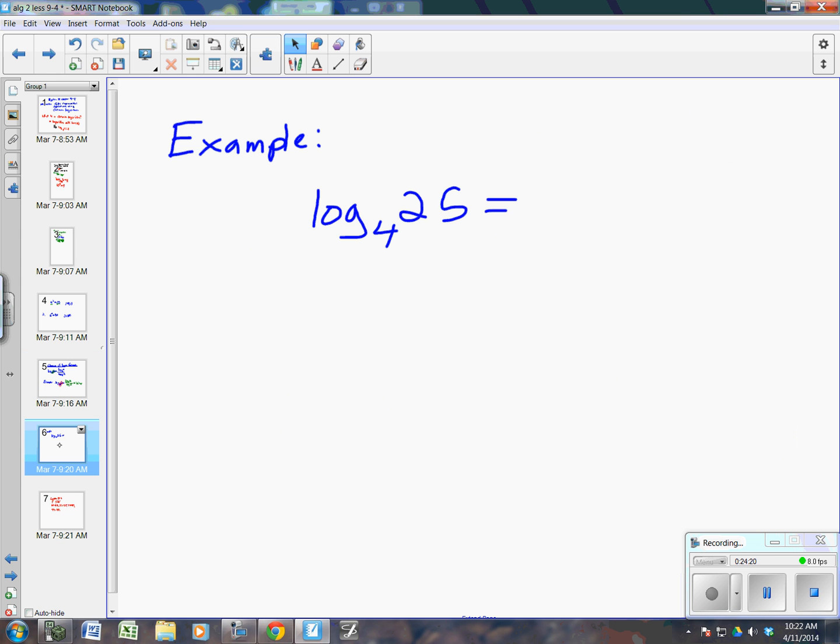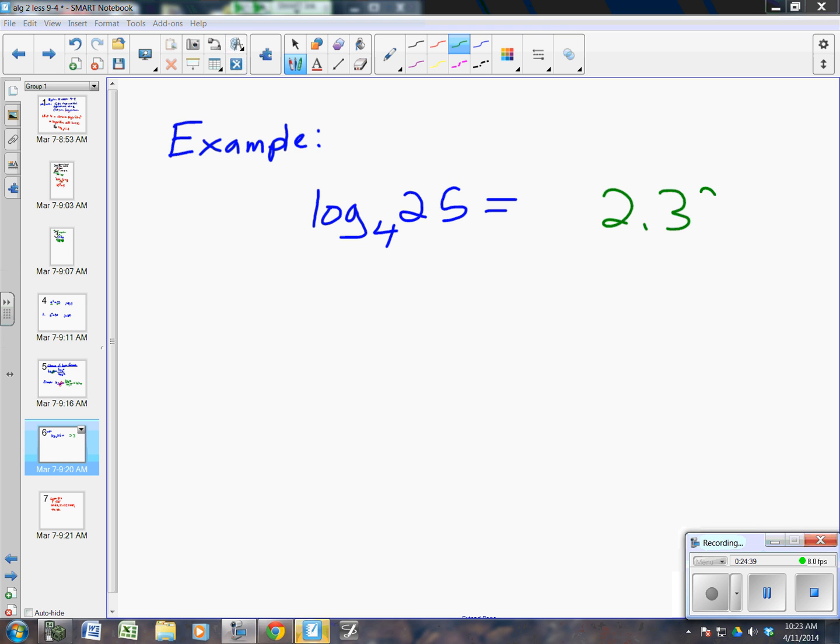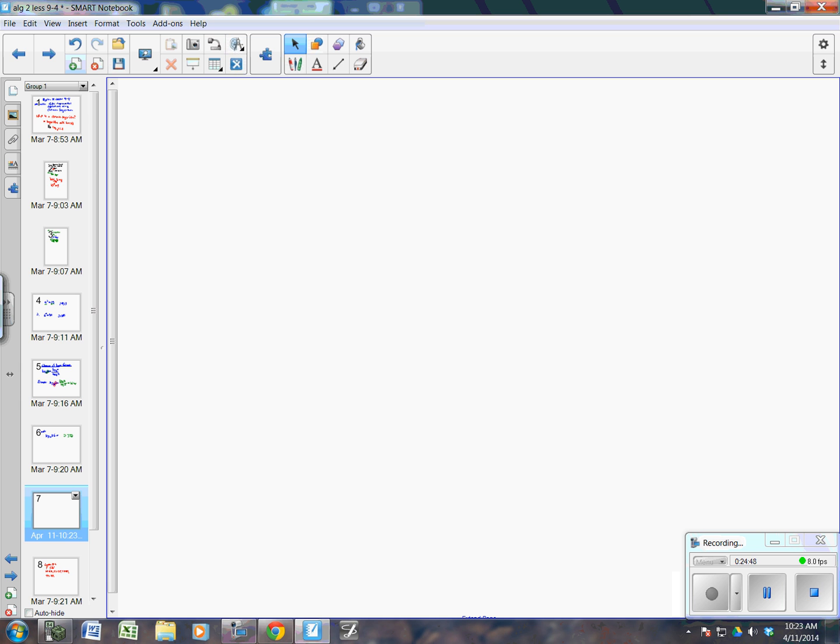Okay? All right. Everybody, evaluate this one in your calculator. Log base 4 of 25. Okay, what'd you guys get for the answer? 2 point what? Everybody agree with that? Okay, so now you know how to use the change of base formula. Let me show you 2 more examples, and then I'll let you have the assignment right here. Let's do this one right here.